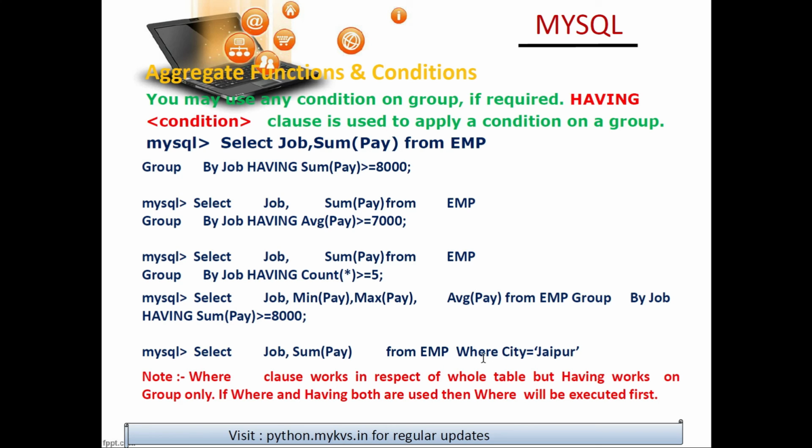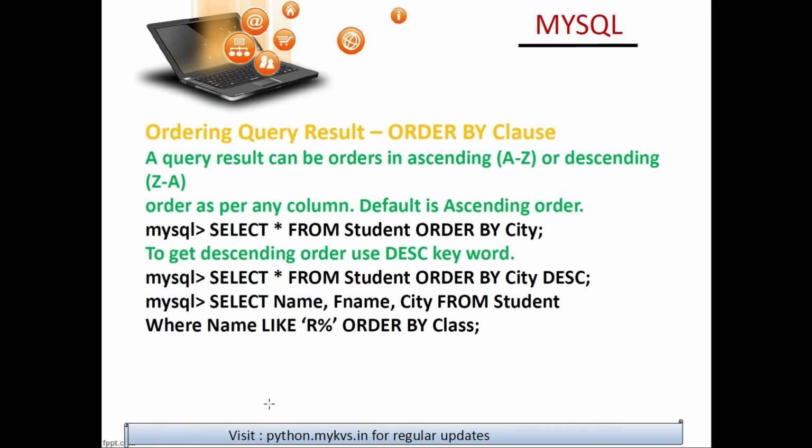So here you cannot use it. When you use where, you will not be able to use having. The where clause works in respect of the whole table, but having works on groups only. That is the difference between the having clause and the where clause. If where and having are both used, then where will be executed first. That is also there. Okay, fine.